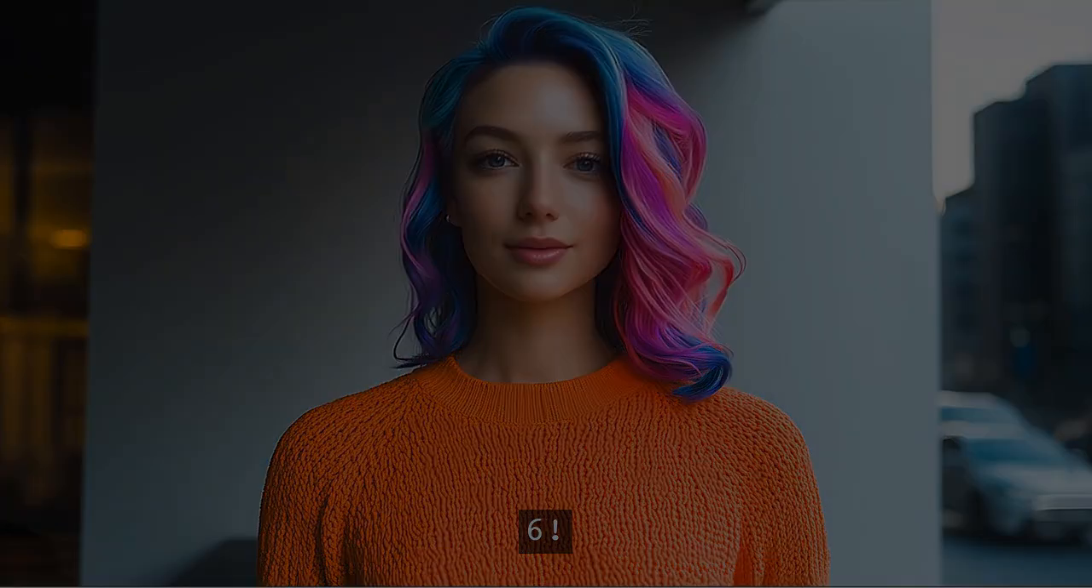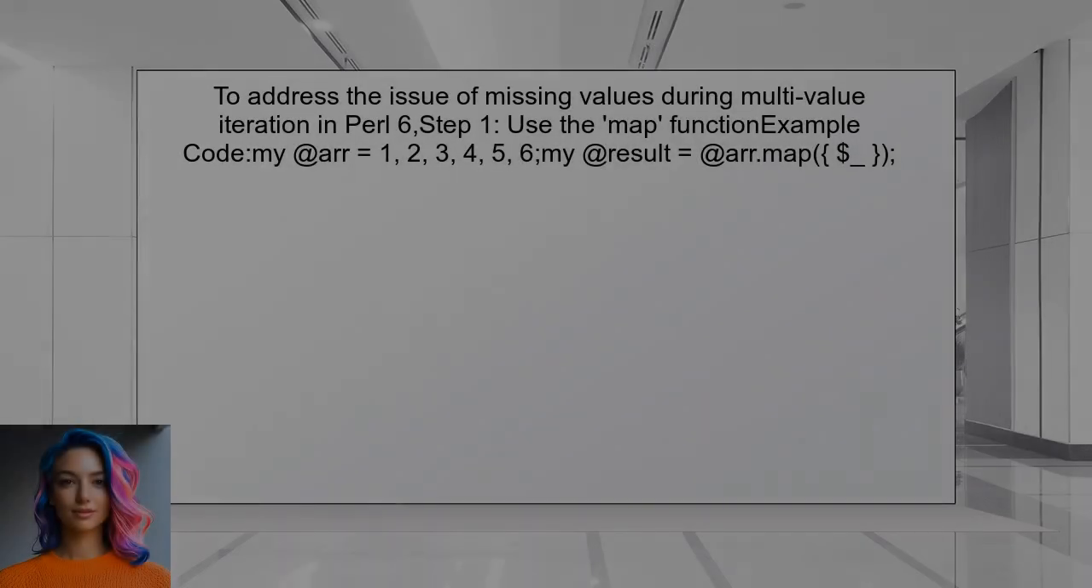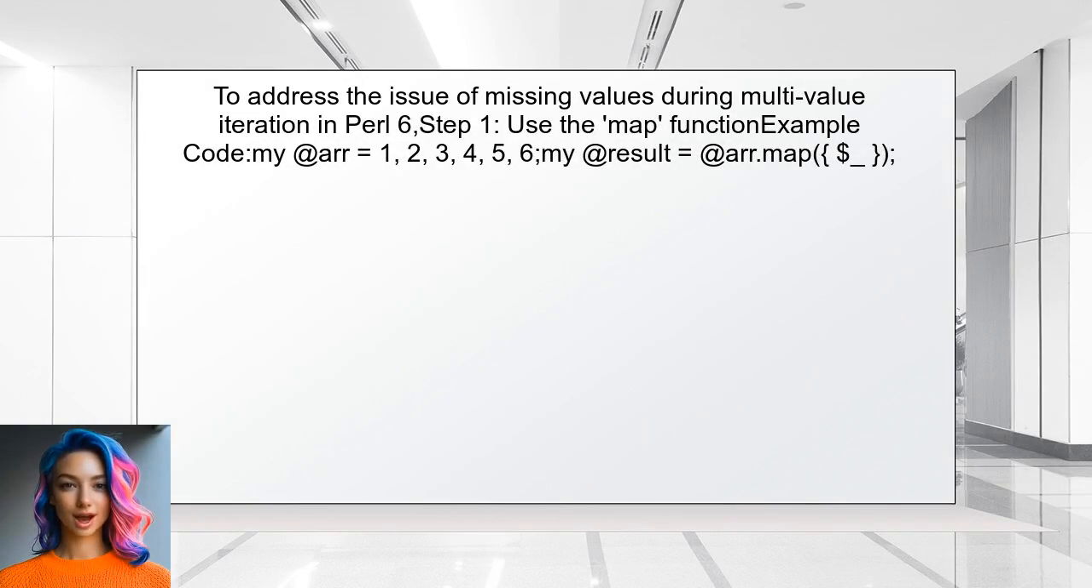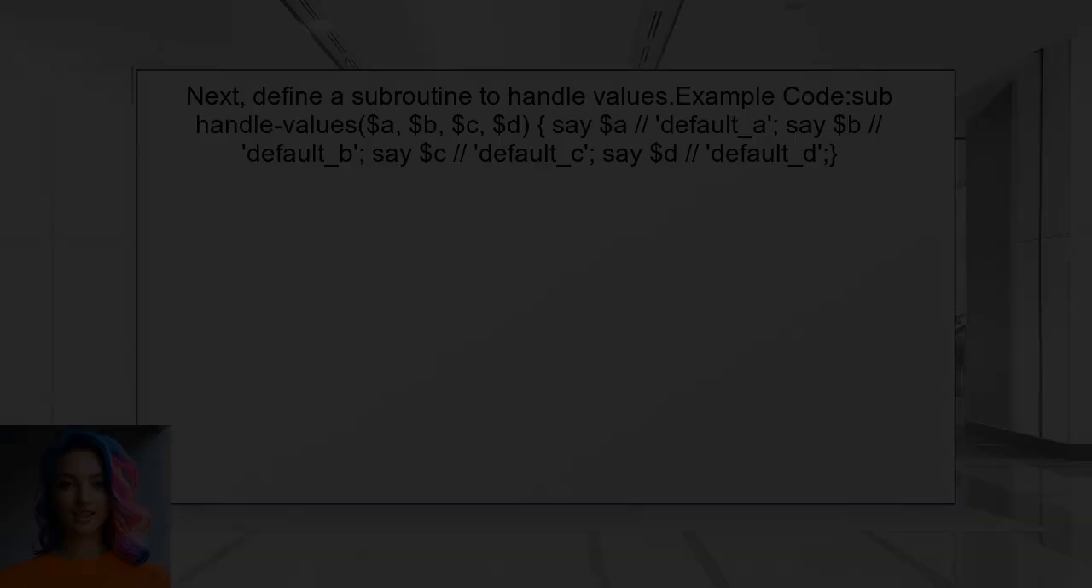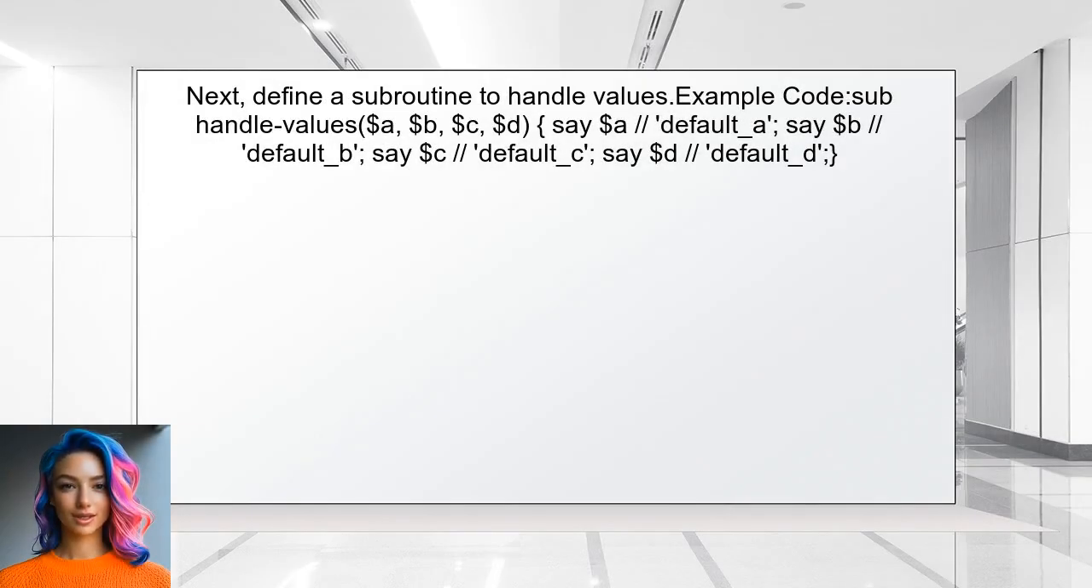effectively in Perl 6. To address the issue of missing values during multi-value iteration in Perl 6, the user can modify the iteration method. First, they should use the map function to ensure all elements are processed, even if there are fewer values than expected. Next, the user can define a subroutine that handles the values. This subroutine will take care of any missing values by providing default values when necessary.